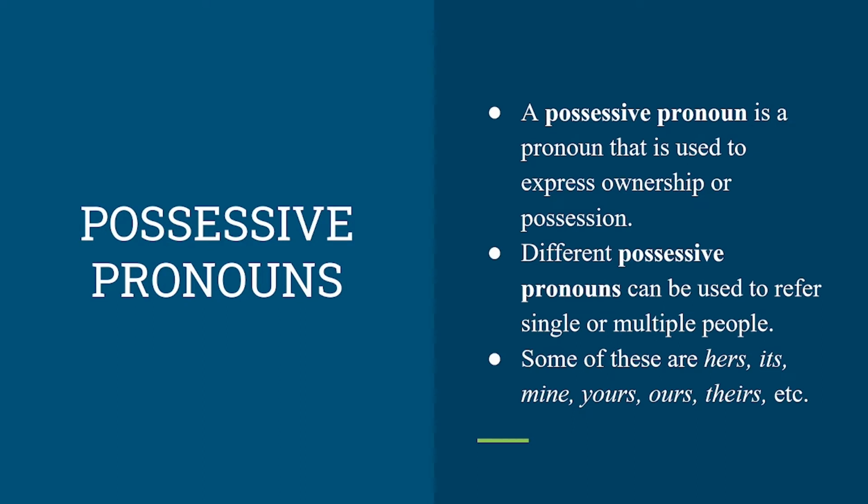Let us go ahead with possessive pronouns. So what are possessive pronouns? Possessive pronouns are used to express ownership. For example, if you want to say that a book belongs to you, you will say, this book is mine. Mine here is a possessive pronoun.